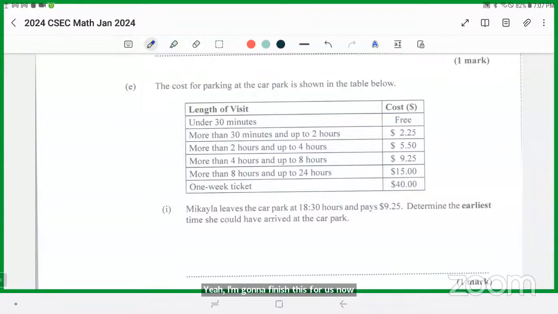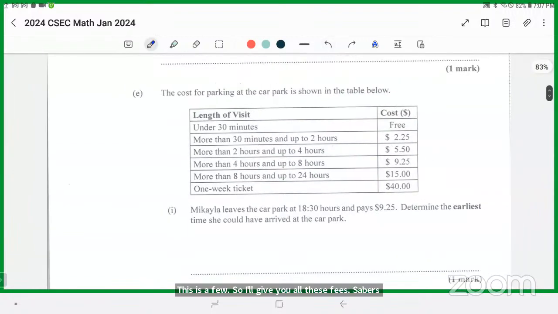So more than 30 minutes and less than 2 hours, this is a fee. They give you all these fees, so you're basically going to look and see. It says Michaela leaves the car park at 18:30 hours.